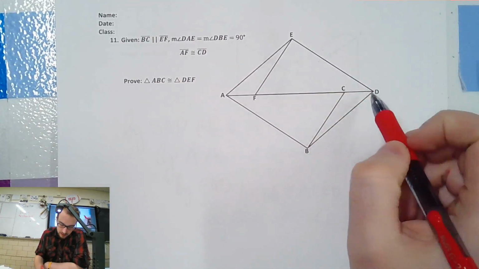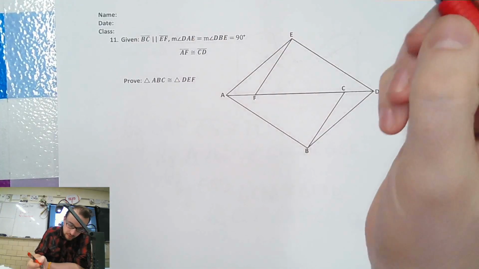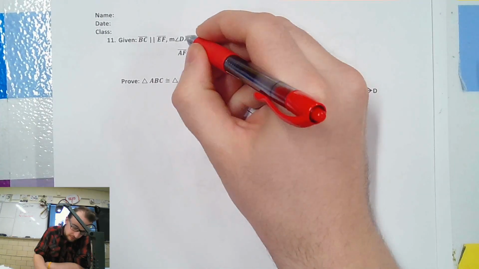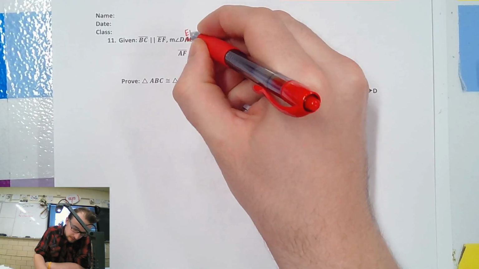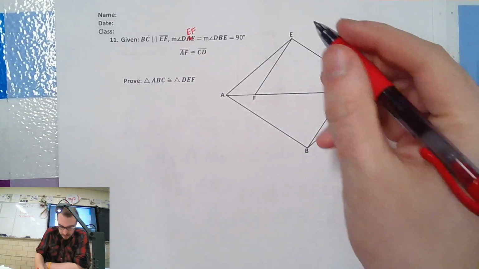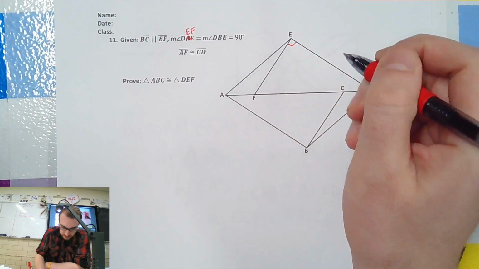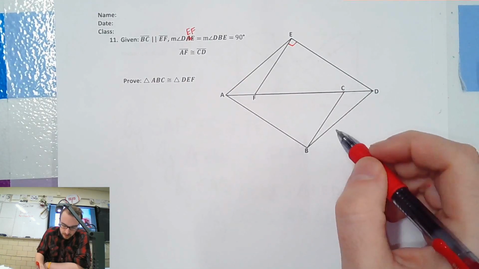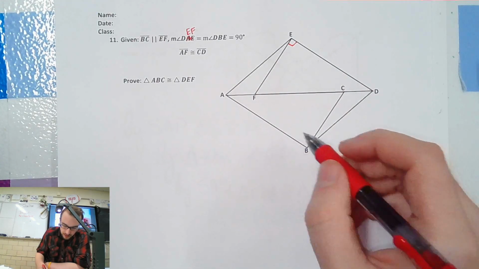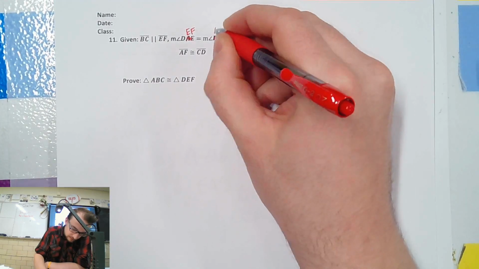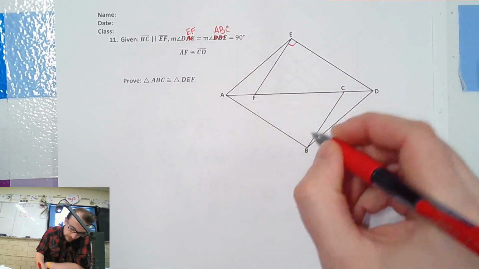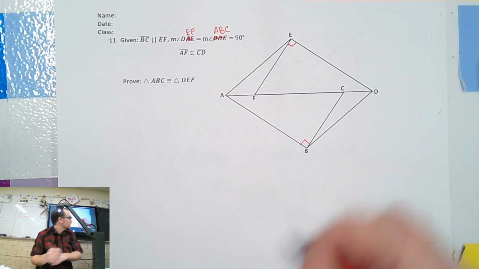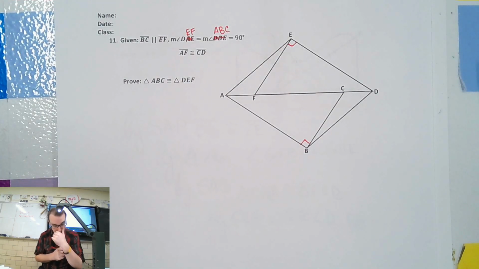I think DAE is right angle. No, that's not true. So we need DEF. My bad. You do DEF right angle. DBE should be ABC. My bad. I think I changed the letters after I was doing it. Those should be the right angles. My bad, YouTube.